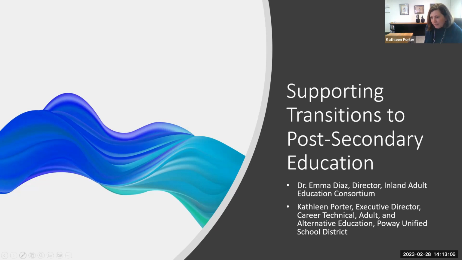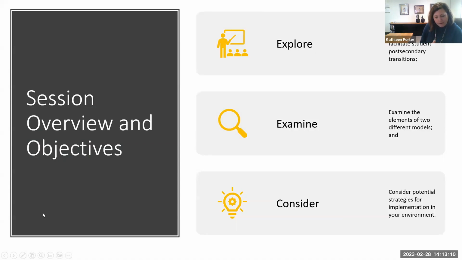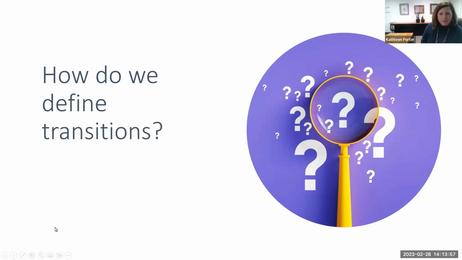So I'm going to just take us through our objectives for today. We've got three objectives that we'll take a look at today. First of all, we want to explore the structures that will support and facilitate student post-secondary transitions. We're going to examine several different elements of two different program models. So I'll talk a little bit about what I'm doing, and Emma will have a chance to talk about what she's doing. And then we'll have a chance to consider some of the potential strategies that we've heard about and hear from some of you about things that you might be able to implement, or maybe things that you're already implementing that are working. So as we take it through this, I think I'll turn things over to Emma here.